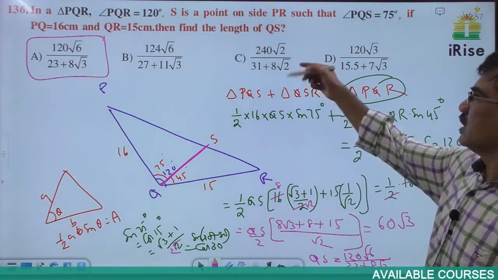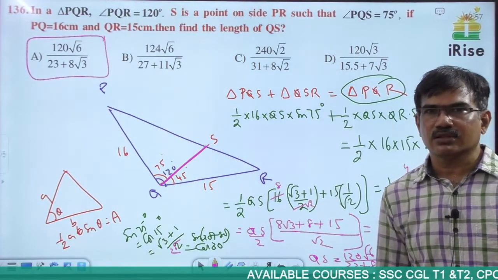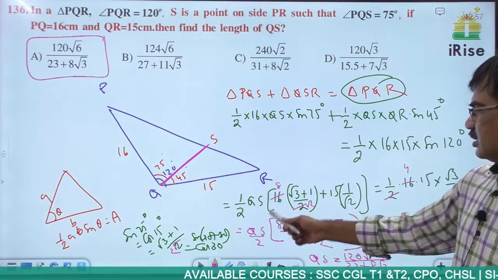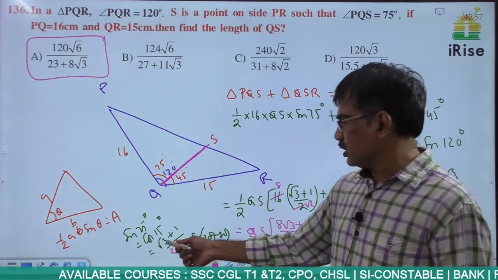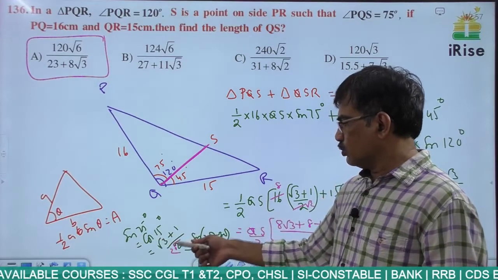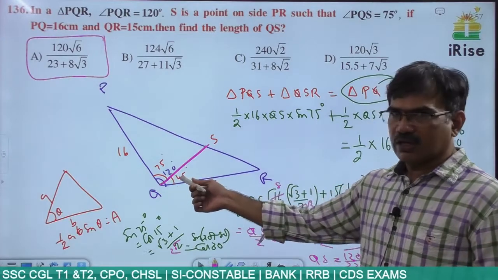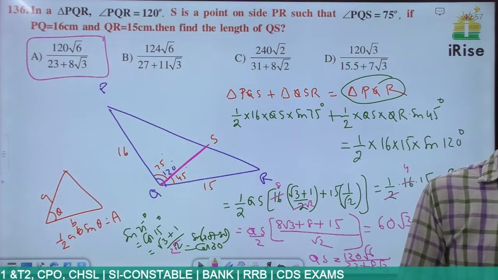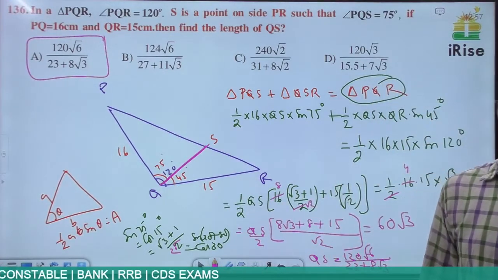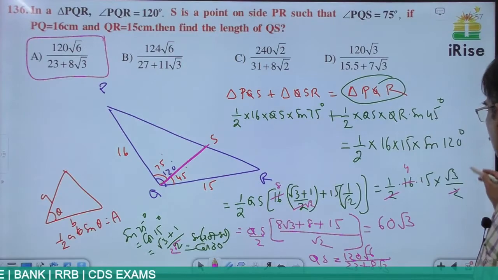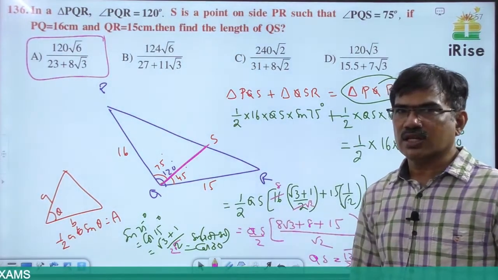Here root 3, root 2 are there, that's why the simplification is somewhat lengthy. Just you have to know the values of sin 75 and sin 45. Sin 75 is nothing but cos 15, which is equal to root 3 plus 1 by 2 root 2, and sin 45 value is 1 by root 2, and sin 120 value is nothing but sin 90 plus 30, cos 30. Cos 30 value is root 3 by 2. If you know these trigonometric values, this problem is easy. Okay, next question.